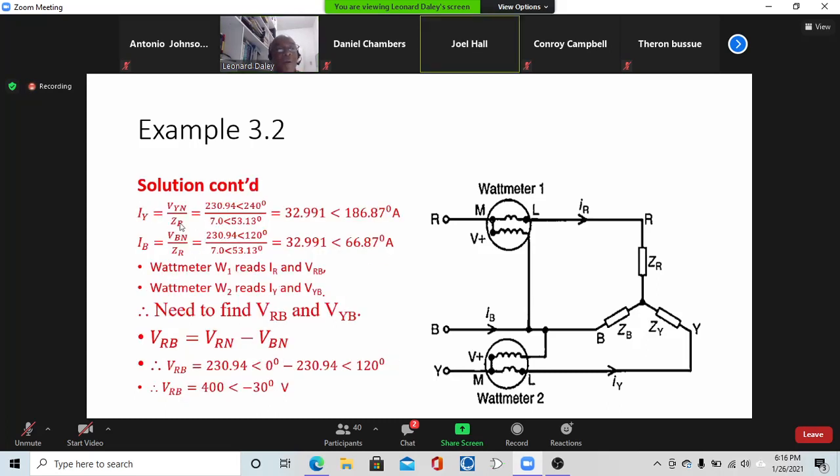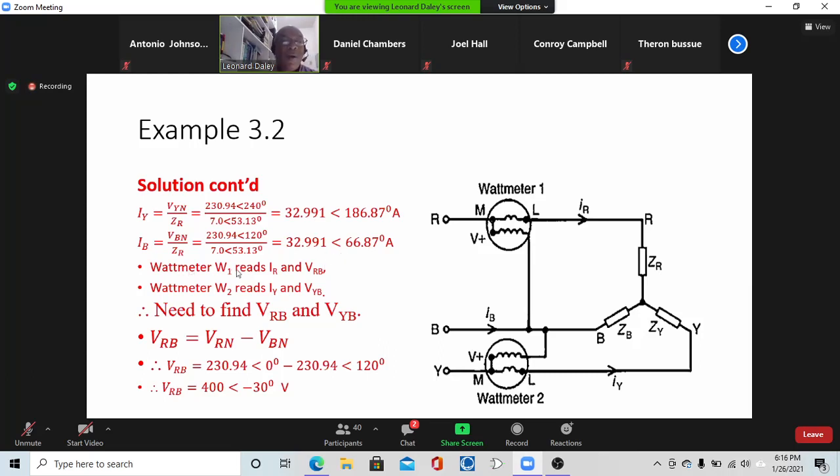So, sir, for IY, you added 360 because I got minus 173.13 for the angle. Yeah, you could do that. But what I did was just take 240 minus 53.13, because when you're dividing, you subtract the angles. 240 minus 53.13. So that's how I end up with that. All right, sir. And IB is at angle 66.87.